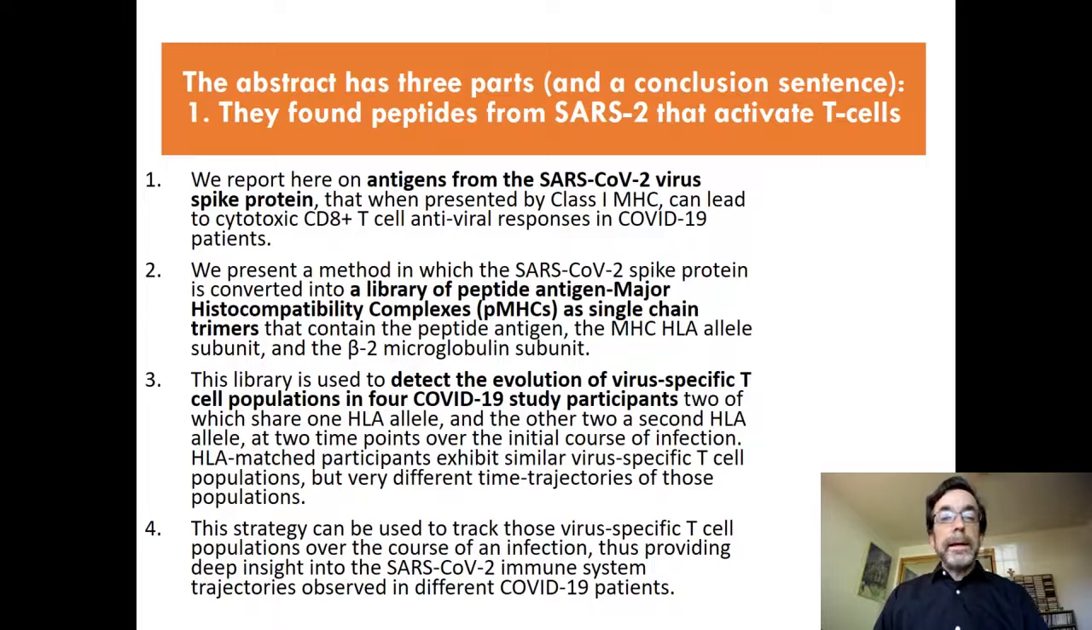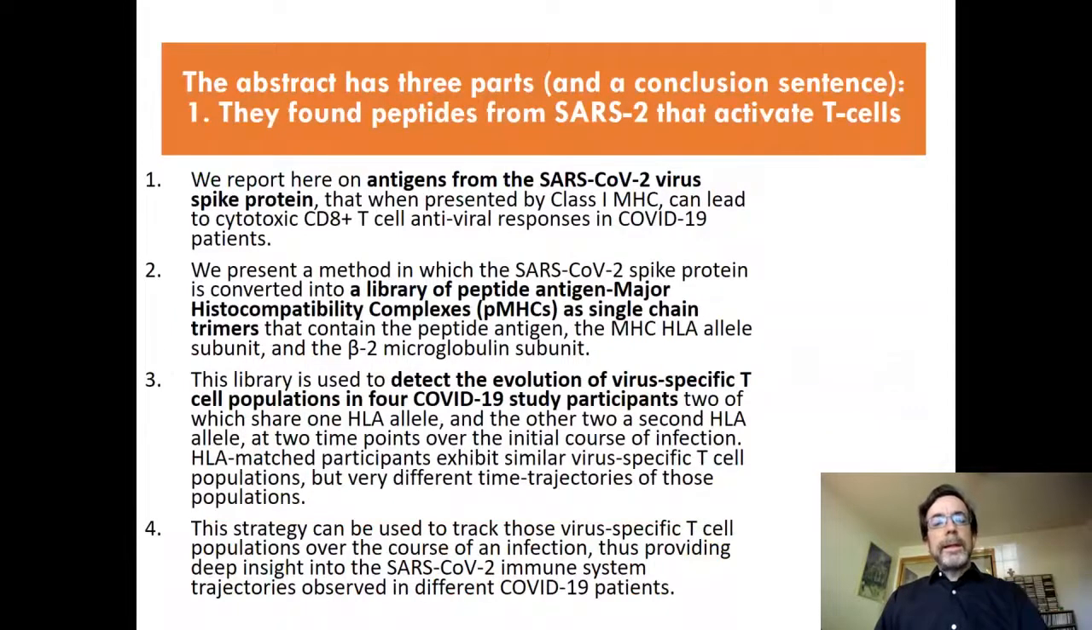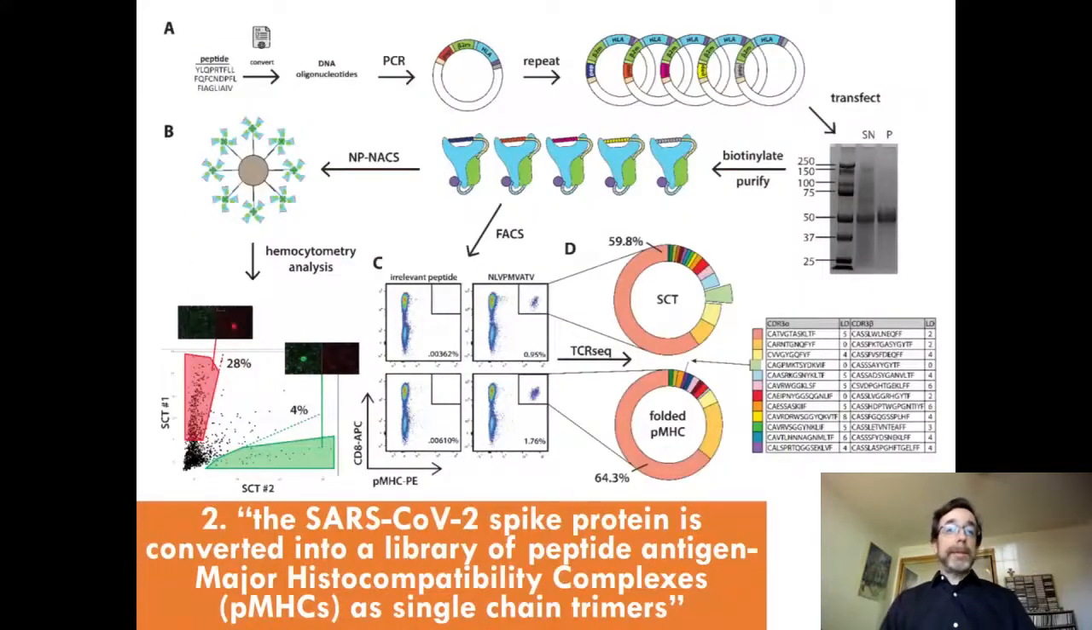So what they did is they made a library of all the possible peptides that they thought had a good chance of working for these single-chain trimers. And then they did the other things. I'll go through the other ones. They detected the evolution of virus-specific T cell populations. Basically, they detected virus-specific T cells in patient populations by finding out which peptides are actually used by the immune system, which peptides go in the buckets.